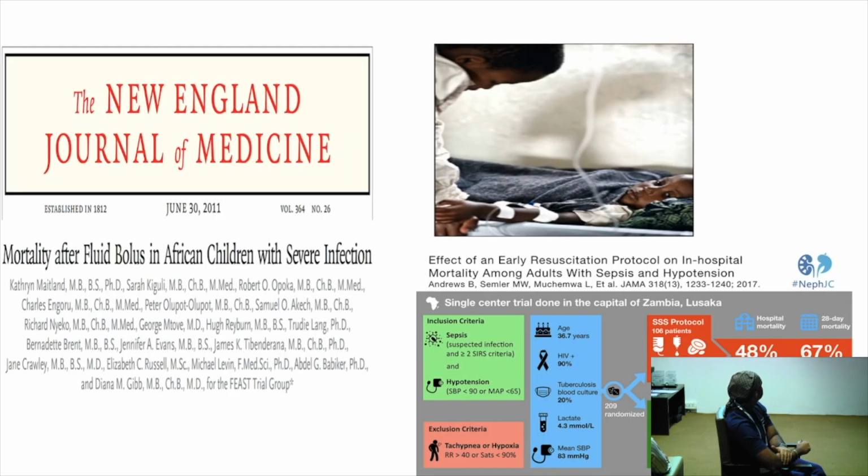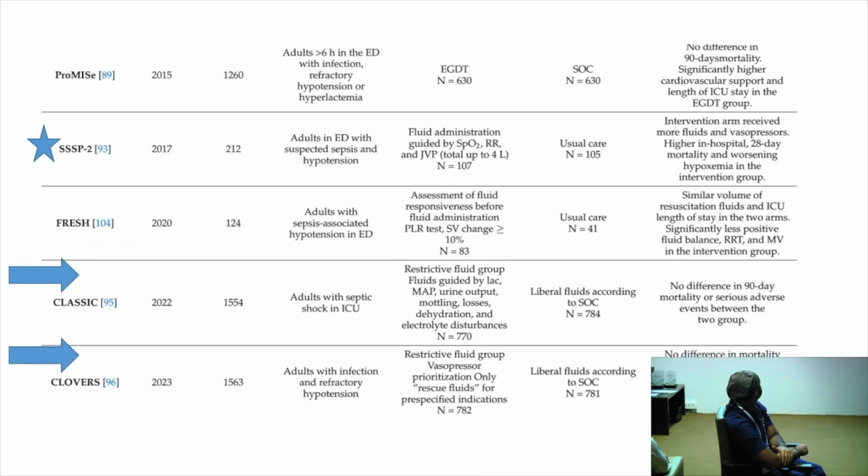And these are two important studies which showed that in African children and the African subpopulation, giving fluid boluses or more fluids is going to be harmful and increases mortality. So that's the FEAST trial and the SSSP trial which I discussed. And recently there were the CLASSIC and CLOVERS trials which suggested that there's not much of a difference between liberal and restrictive strategy. So restrictive would do, you don't have to go for a liberal fluid strategy.